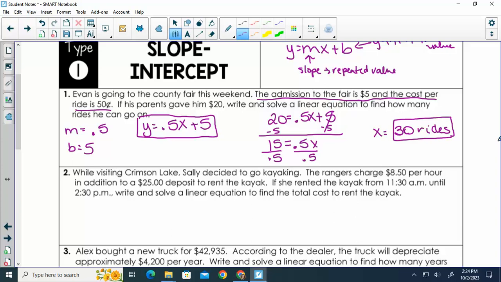So, two things this asks for. It asks for the equation. So while you may have been able to figure out how many rides you could go on without writing an equation, because it said to write an equation, I'm expecting to see that. Okay, and then we just had to figure out which variable to plug in the 20, and we can solve from there to get the total number of rides. Any questions on that one?